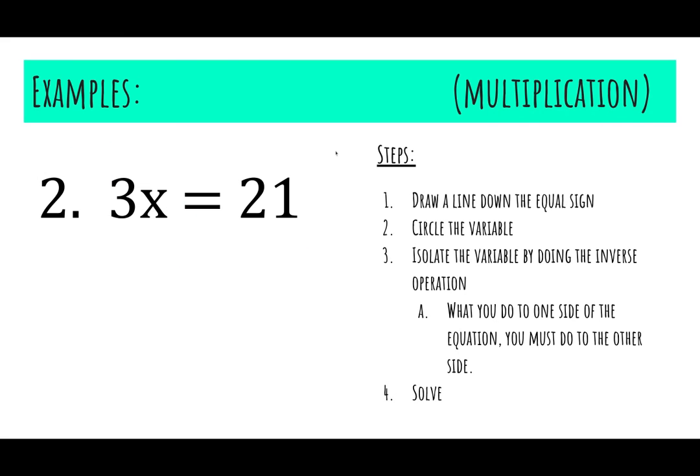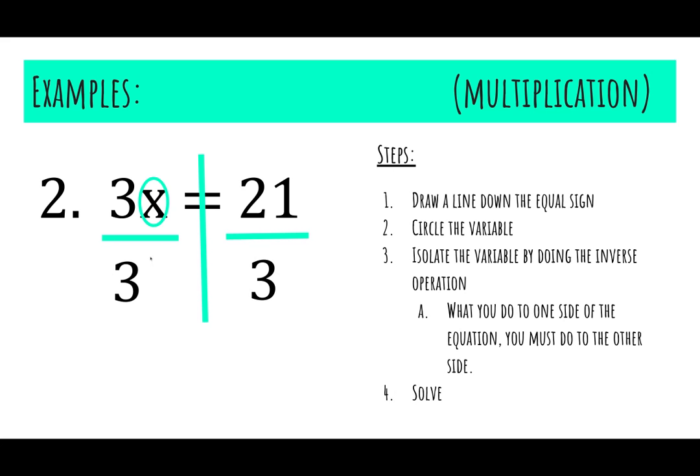Moving on to multiplication. So in this problem, I have 3x equals 21. Remember, when two things are pushed together like that, that means to multiply. So 3 times a number equals 21. So let's start with drawing that line down the equal sign. We're going to circle that variable. We're going to isolate the variable by doing the inverse operation. So remember, this was 3 times x. So what we're going to do is the opposite. That would be dividing. So we want to divide by 3 on both sides of the equal sign.